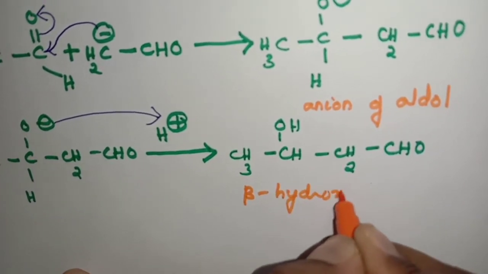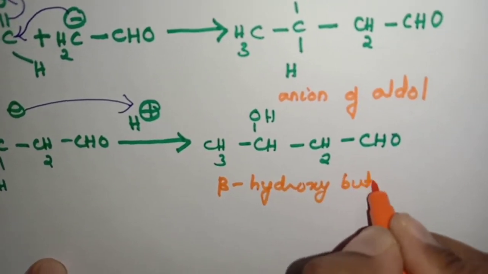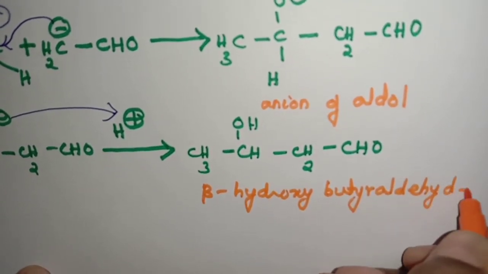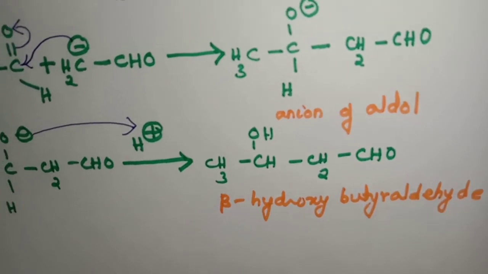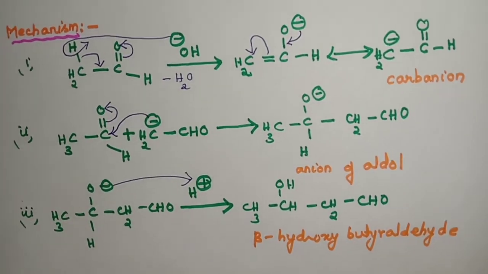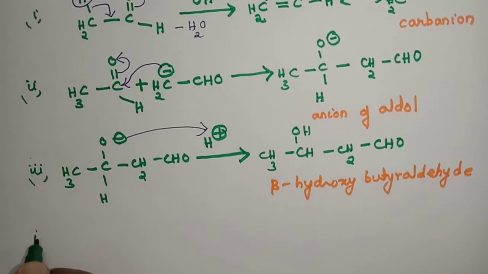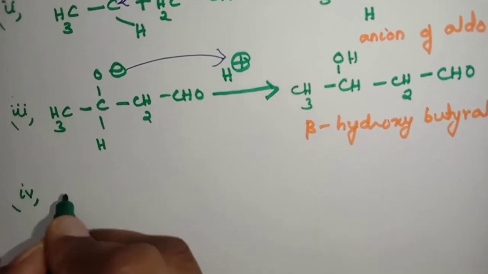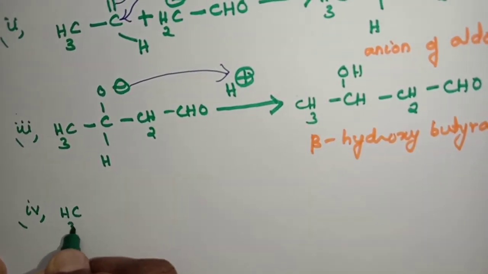Beta hydroxy butyraldehyde. Okay. So this is the compound that is forming on condensation of two molecules of acetaldehyde in the presence of a base. But don't leave the step till here. One more step is there. That is the fourth step. Taking beta hydroxy butyraldehyde. So write down like this.